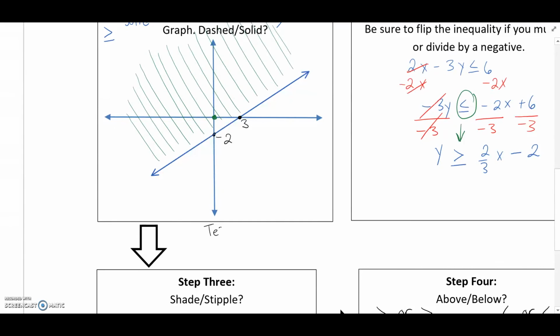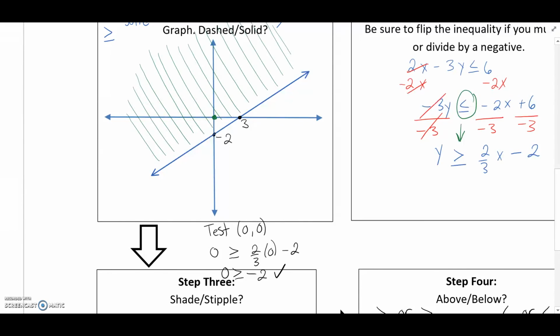Let's test 0, 0. So instead of y, I put in 0, greater than or equal to 2 over 3 times 0, subtract 2. Well, 2 over 3 times 0 is 0, so I'd end up with 0 is greater than or equal to negative 2. Is 0 greater than or equal to negative 2? Yes, it is, and that's where I shaded. So I shaded in the right spot.